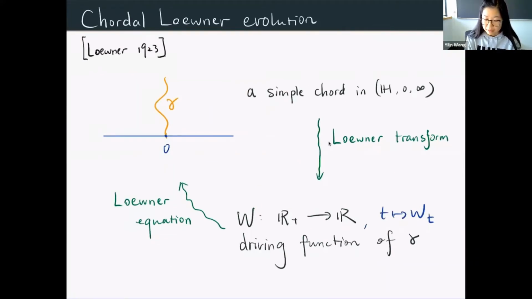Everything would be conformally invariant. So if you have another simply connected domain, I will just take a conformal map, sending it to the upper half plane. By a conformal map, I just mean a biholomorphic function. And you have a simple chord in the upper half plane connecting 0 to infinity. There is something called Loewner's transform, which will encode this simple curve gamma into a real-valued driving function. And vice versa, if I start with the driving function, I can recover this curve gamma using the Loewner equation.